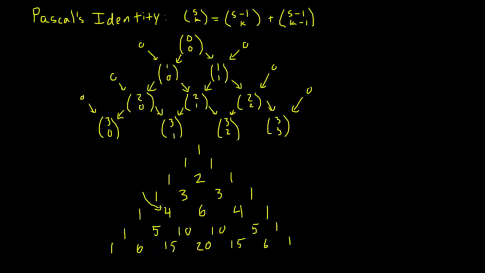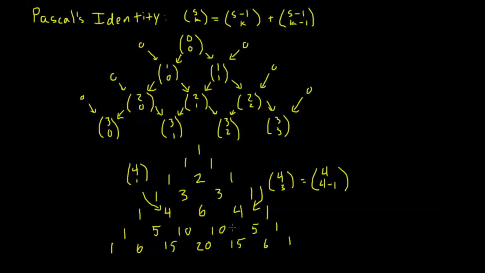Now we can also see the symmetric property very cleanly here. For example, this right here is 4 choose 1, and this right here is 4 choose 3. Or in other words, this is 4 choose 4 minus 1. Remember our property: 4 choose k is the same as 4 choose 4 minus k. And that's what we have right here.